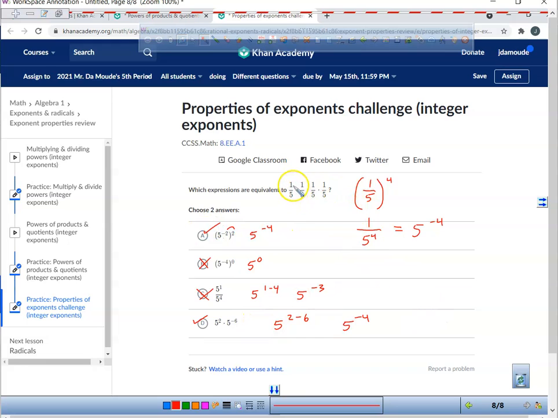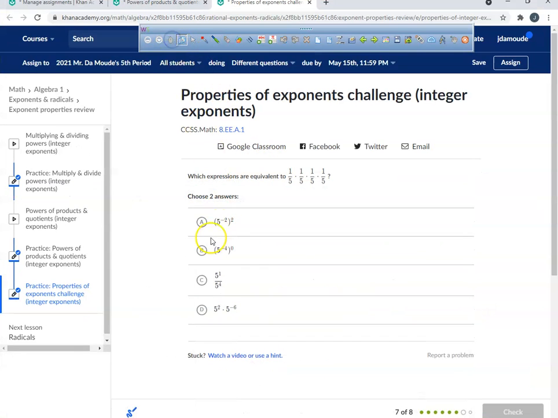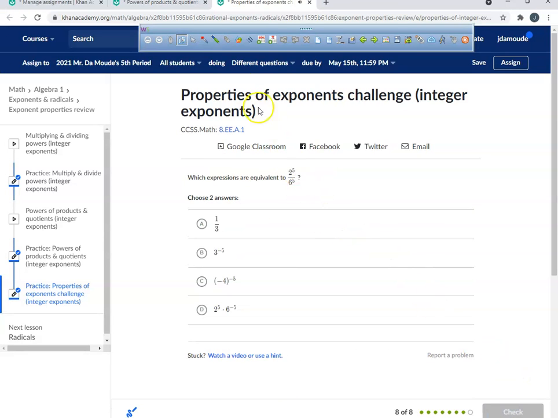So just so you guys know, 1 over 5 multiplied to itself 4 times is this, which is the same as this, which is the same as this. So I'm going to highlight your equivalent expressions. This expression is equivalent to this expression, which is equivalent to that expression. They all mean the same thing. Okay.